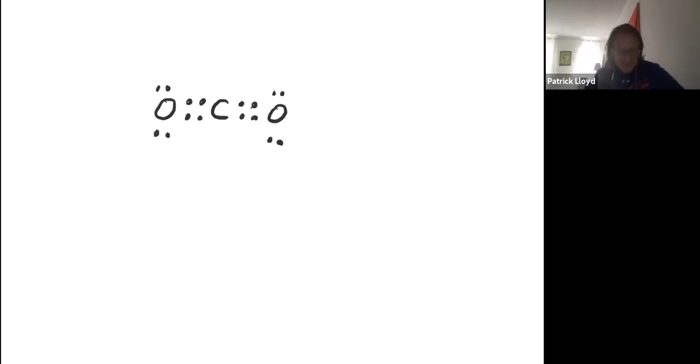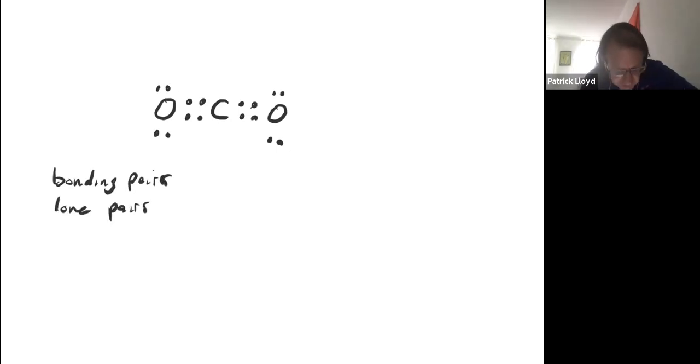Okay, here's another one. A chemist would never do it this way. But again, we're trying to teach you at the beginning here. Okay. So this is the same kind of problem. So let's count up the bonding pairs and the lone pairs. Okay, so bonding pair, there's one right there. And then there's another one right there, right? So there's 2. There's another bonding pair.